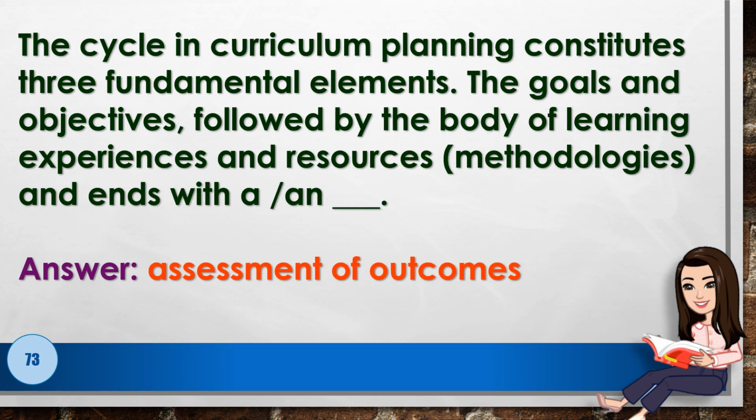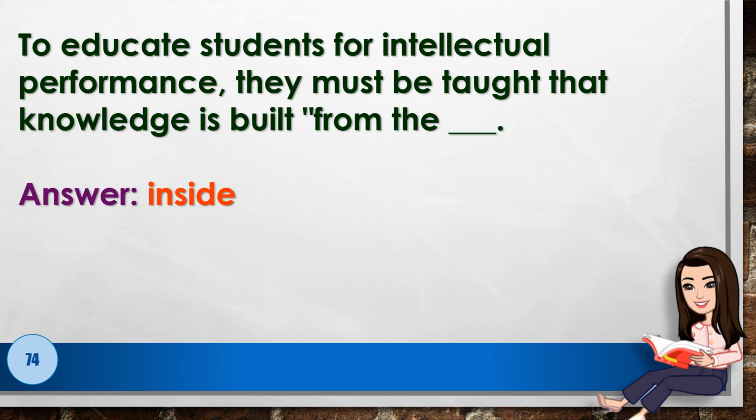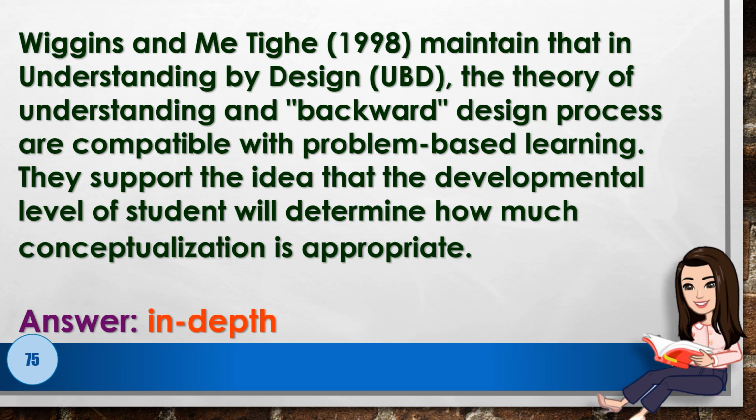73. The cycle in curriculum planning constitutes 3 fundamental elements: the goals and objectives, followed by the body of learning experiences and resources, methodologies, and ends with a, or an, blank. Answer: assessment of outcomes. 74. To educate students for intellectual performance, they must be taught that knowledge is built from the blank. Answer: inside.